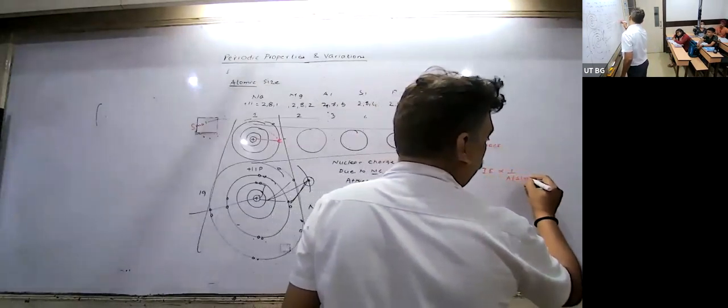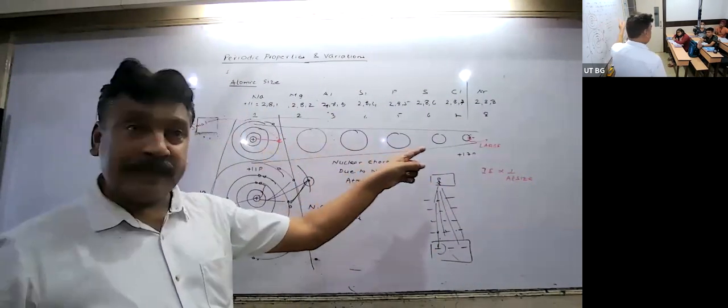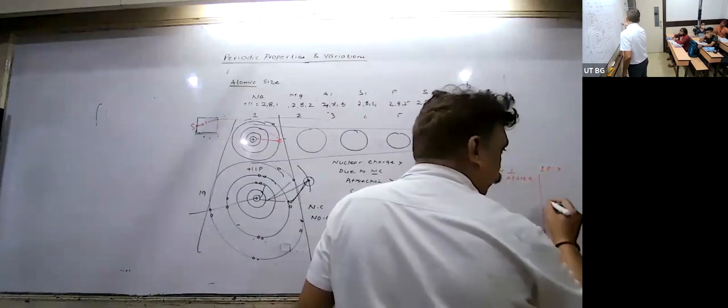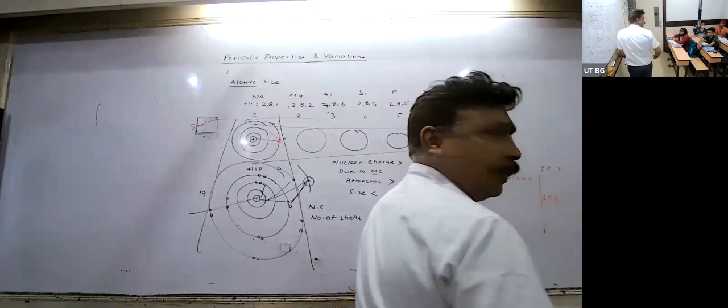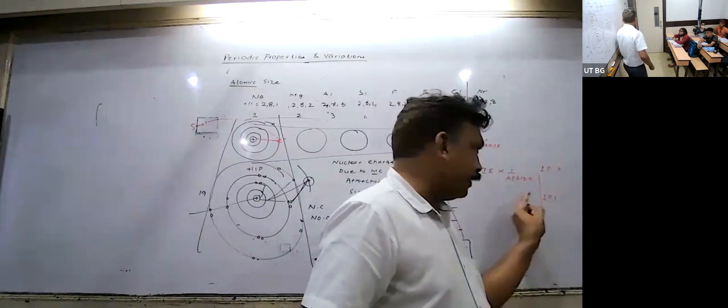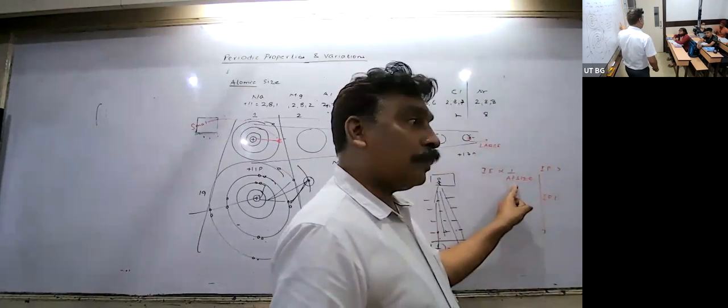So as we move from left-hand side to right-hand side, ionization potential increases. Ionization potential increases from left to right, and from top to bottom ionization potential decreases. That means ionization potential is inversely proportional to atomic size.